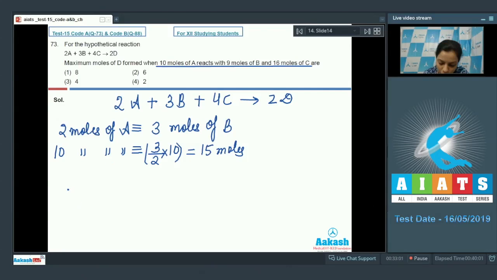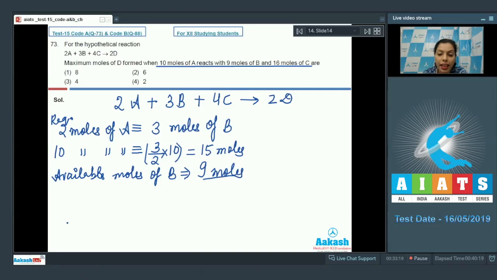And how many moles are available? These are required moles. And what are available moles here? These are 9. 15 are required, 9 are available. It means definitely among A and B, B is acting as limiting reagent. So on the basis of that, I can write here among A and B, B is limiting reagent. Now it's a turn for comparison of B and C.